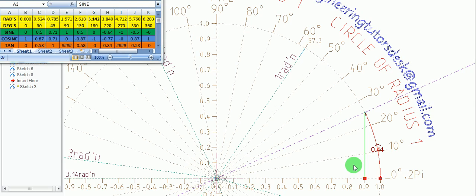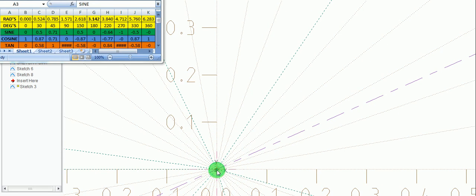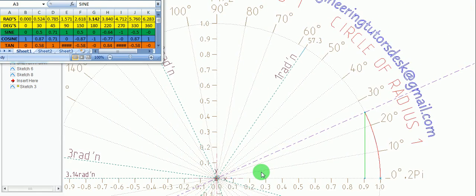Now let us understand what cosine is. Cosine is the name of the line which is projected from the center of the circle to the sine. I repeat, cosine is the name of the line which is projected from the center of the circle to the sine.